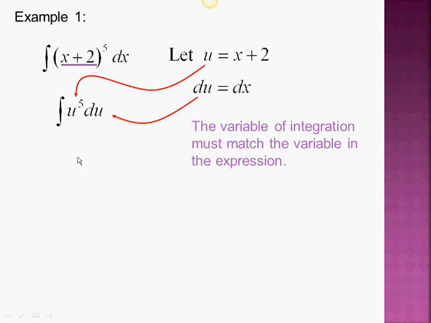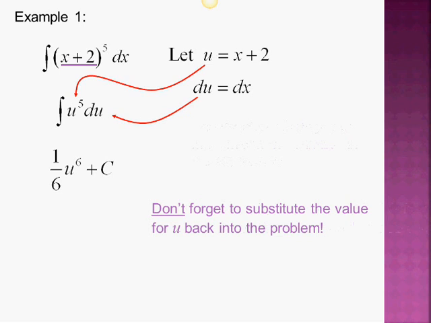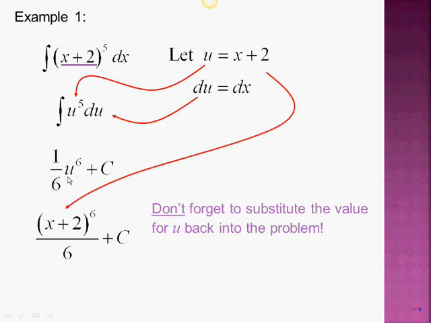Now I have a function that I have the power rule for that I can integrate. So I know that I just add 1 to my power and I divide the function by that power. So I have 1/6 u to the 6th plus c. I have to remember, however, to substitute that x plus 2 back in, and so my final answer is then x plus 2 to the 6th, all divided by 6, plus c. So this is the general format of how we're going to use substitution to find the antiderivative.